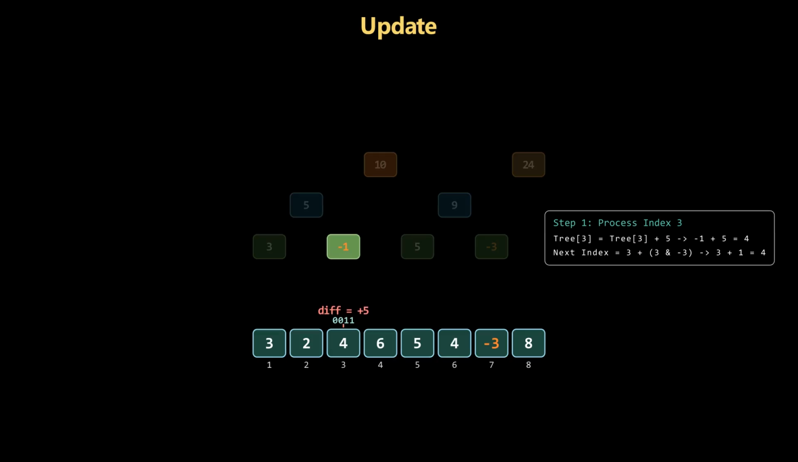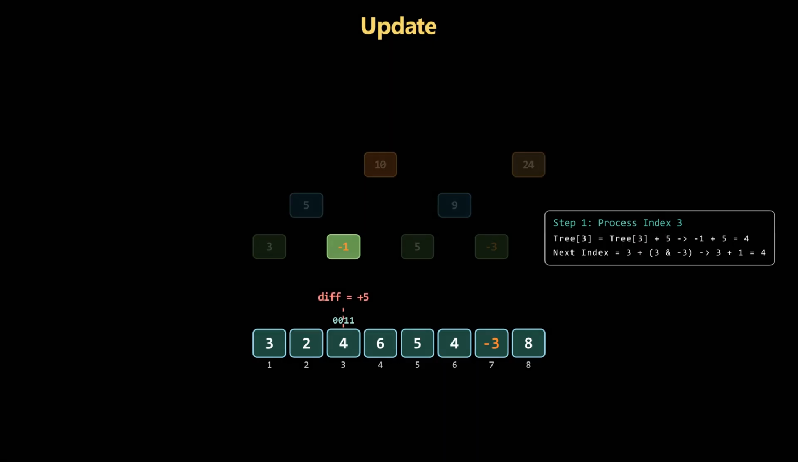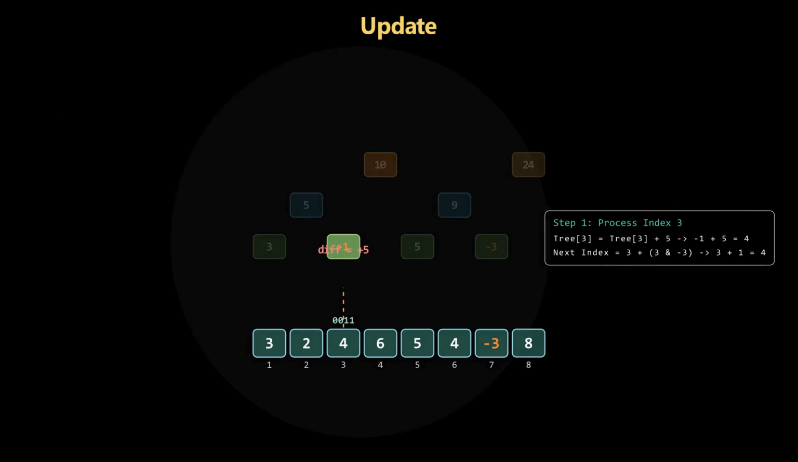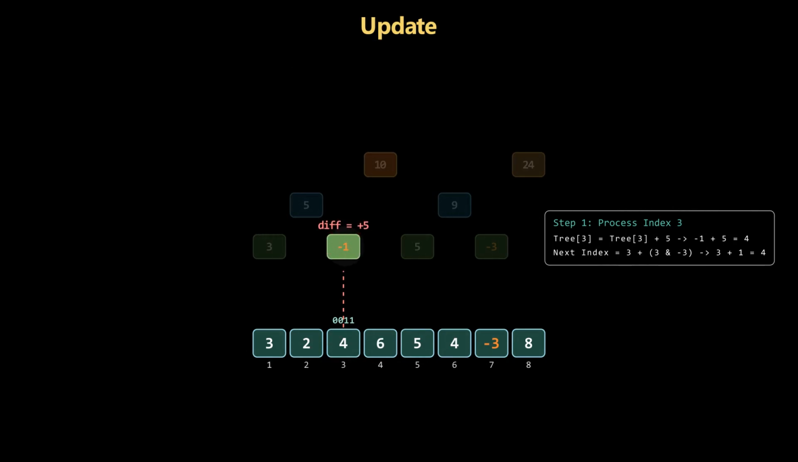Our update begins exactly at index 3. Node 3 manages a range of size 1, meaning it is directly responsible for this slot. It absorbs our delta of 5, shifting its internal value from -1 to 4. To find our next target, we use our bitwise formula in reverse. Instead of subtracting, we add the lowest set bit. 3 plus 1 equals 4, climbing us directly to our first parent node.